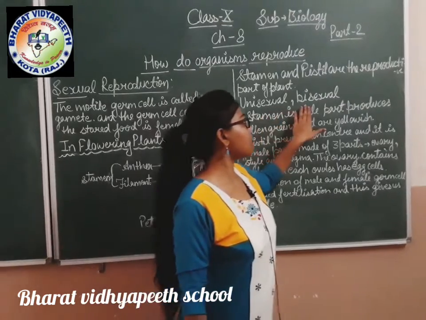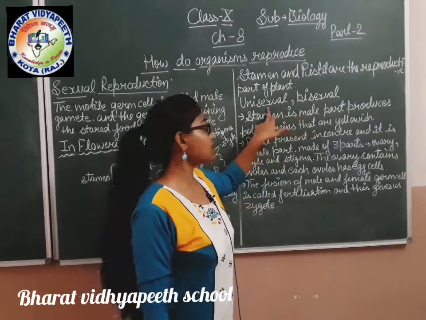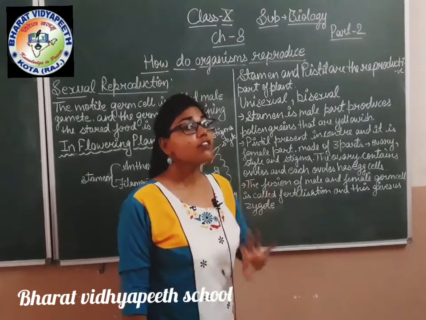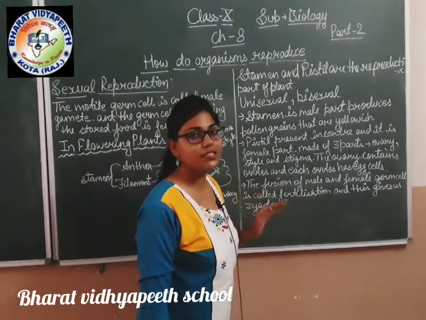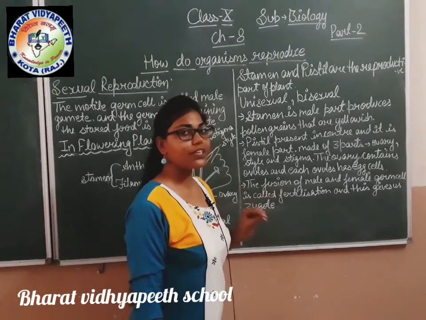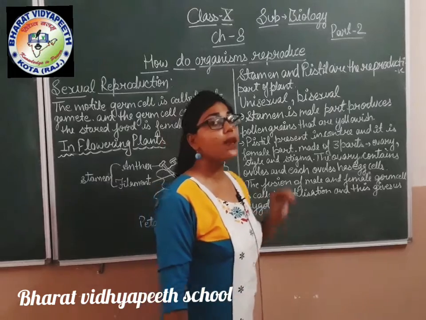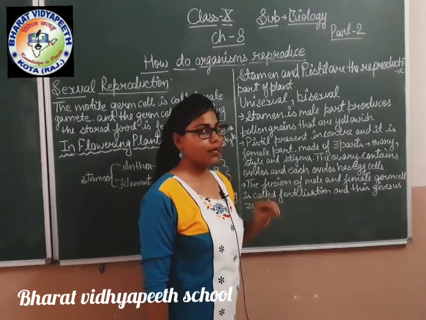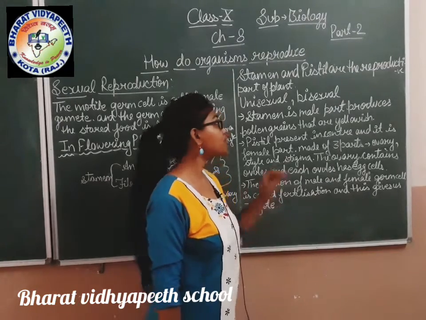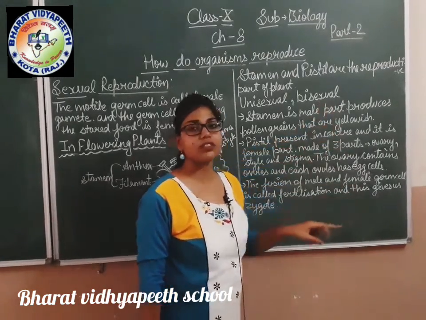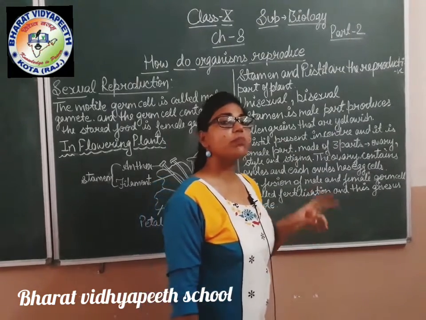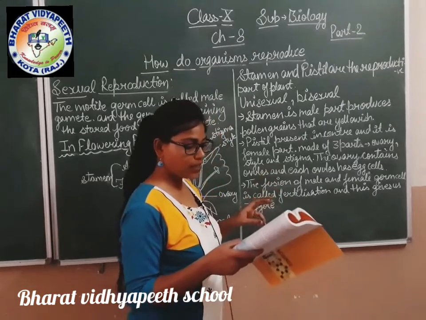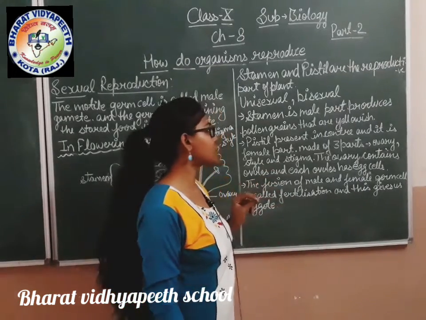There are unisexual and bisexual flowers. Unisexual flowers are those which contain only either a male part or a female part. It contains only a stamen or maybe only a pistil. That type of flower is known as a unisexual flower, like papaya and watermelon. Bisexual flowers are those which contain both male and female parts inside them, for example hibiscus and mustard.